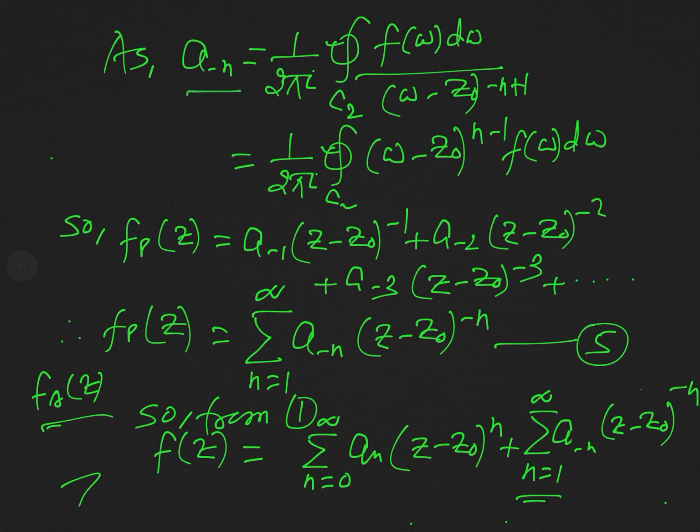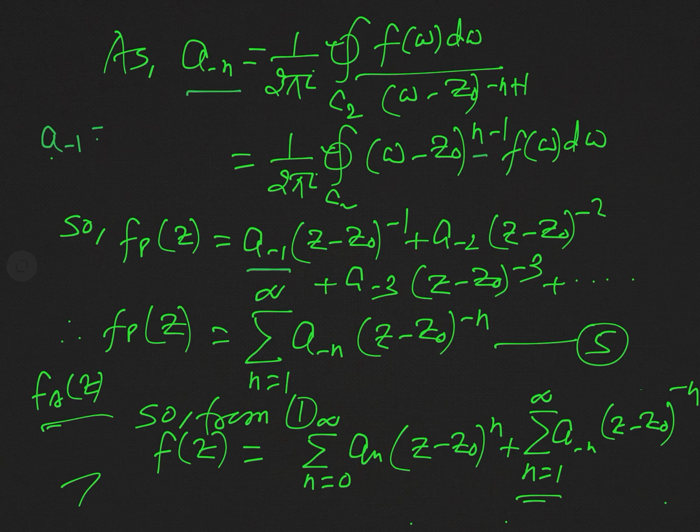So if we put n equal to 1, then a minus n will be a minus 1. And in this expression, with n equal to 1, w minus z to the power 0 will be 1. So the term will remain 1 over 2 pi i integral f(w) dw. So the first term will be a minus 1 times z minus z naught to the power minus 1.